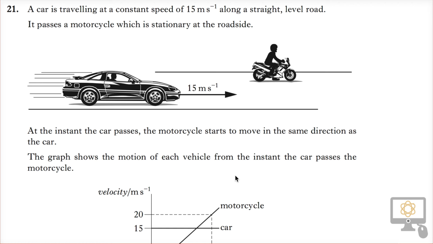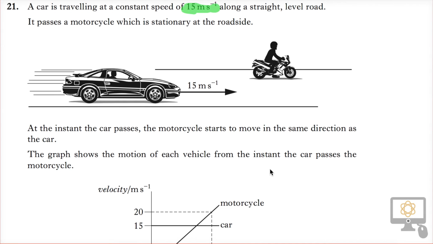Question 21, Part A from the 2013 Revised Higher Physics paper. It says that a car is traveling at a constant speed of 15 meters per second. I'll just highlight that, it might be important, along a straight level road, and it passes a motorcycle which is stationary at the roadside. At the instant the car passes, the motorcycle starts to move off in the same direction, and the graph shows the motion of each vehicle from the instant the car passes the motorcycle.